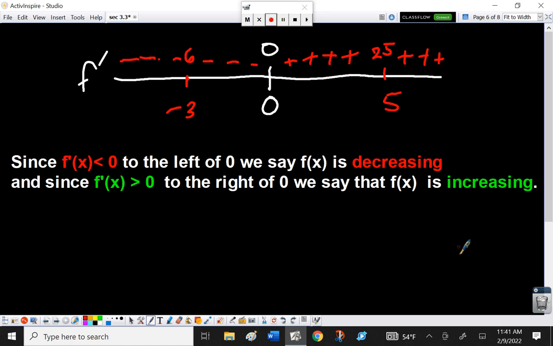This is our justification for increasing and decreasing. Saying where the derivative is less than 0 is the justification for decreasing. Not, well, x is getting bigger, y is getting bigger, or y is getting smaller. That's a pre-calculus notion. The calculus notion is our derivative is negative, so our function is decreasing. In this same vein, since f prime of x is positive, then it is increasing.